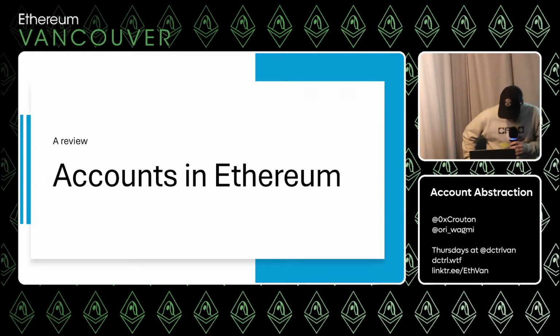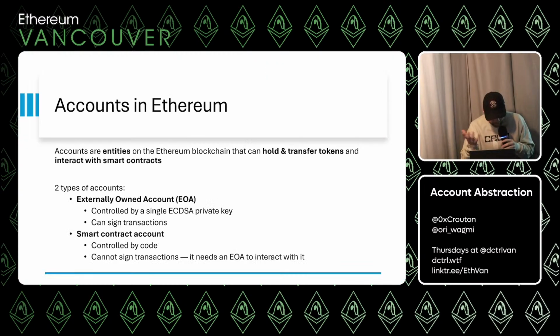Okay, so we're gonna start by talking about accounts in Ethereum because we're doing account abstraction. So what exactly are we abstracting, right? There's two types of accounts in Ethereum. First, what is an account? It's an entity on Ethereum. And it primarily does two things. It can hold and transfer tokens, and it can interact with smart contracts. If you're interacting with Ethereum, you're probably using an EOA, or externally owned account. This is controlled by a private key.